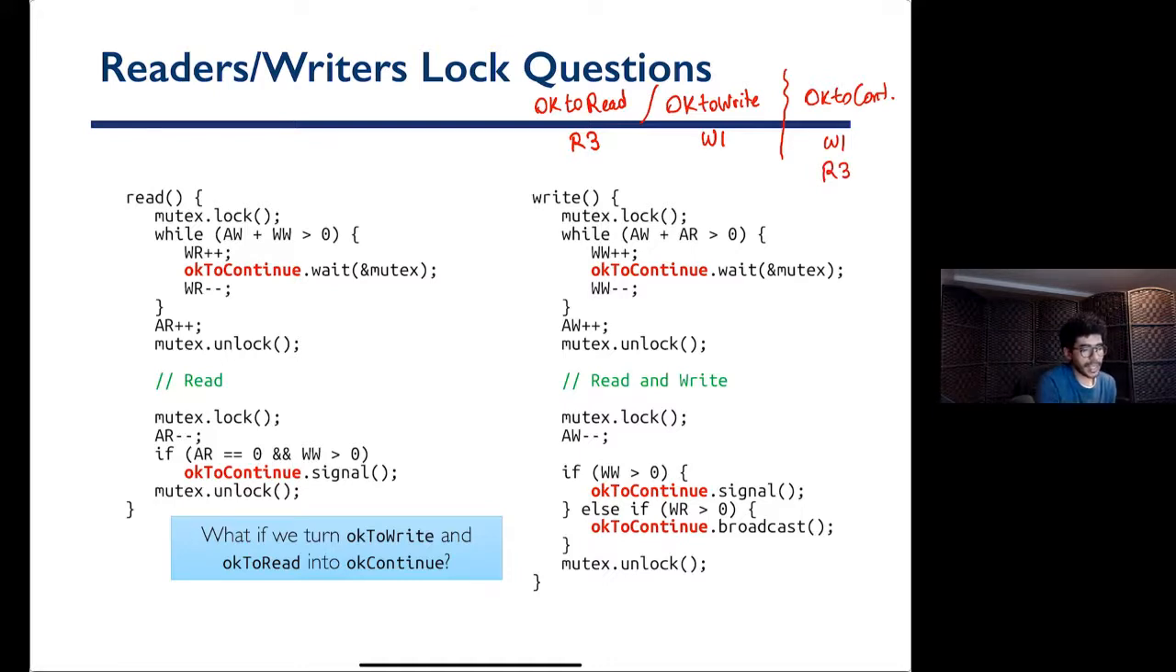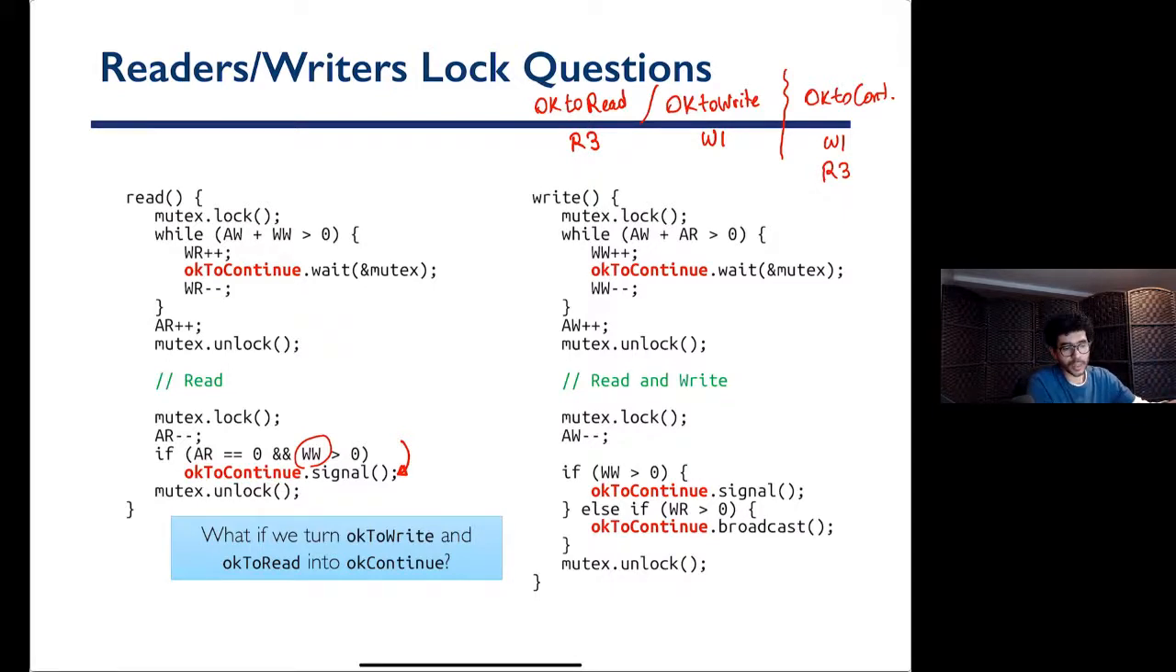Now, let's say R1 and R2 are done and they want to send a signal. If they do this signal, if they do "OK to continue" dot signal, so let's say R2 first got out and then R1 got out, and R1 looks and sees that there are waiting writers, so it sends a signal to "OK to continue". Now, when you send a signal, there is no guarantee that it will be delivered to the first one that waited. It can deliver to any of the threads that are waiting.